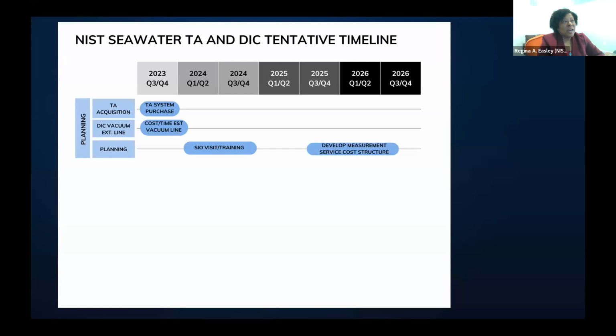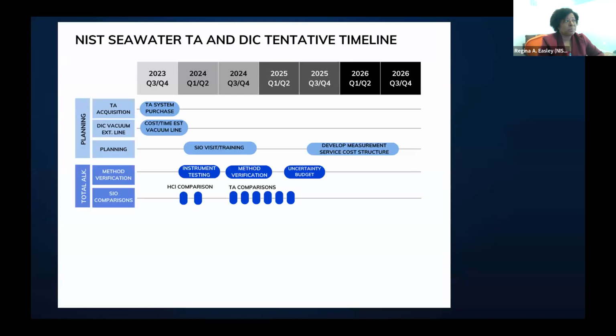We estimate that by the time we develop our methods, I would say around 2025, 2026, early 2026, we will be able to develop a measurement service cost structure. So these measurements will likely be available for purchase. And right now we just need to figure out the time and the cost of consumables that are needed in order to perform each one of the measurements for total alkalinity and dissolved inorganic carbon.